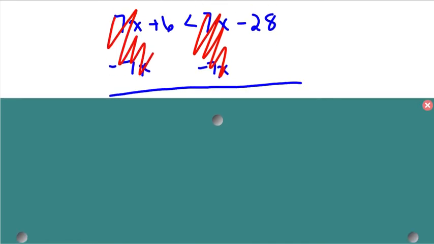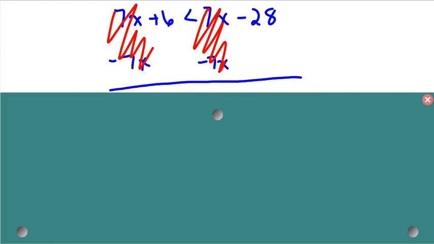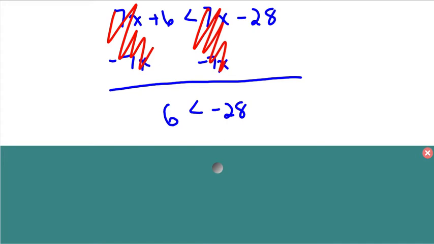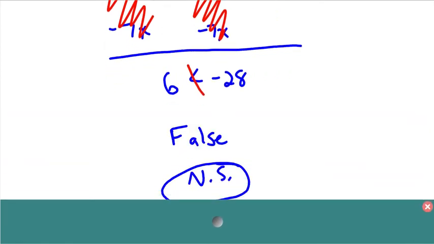So this is like what I was saying in the last chapter. Anytime the variables are gone, that means that we're going to have an inequality or an equation that we have to determine whether it's true or false. So here we go. Is 6, left-hand side is just 6, is less than negative 28? Is that true or false? What do you think? Ask yourself. So this is false, because 6 is a positive number and negative 28 is a negative number. So 6, a positive number, cannot be less than a negative number. So this is false, which means no solution.